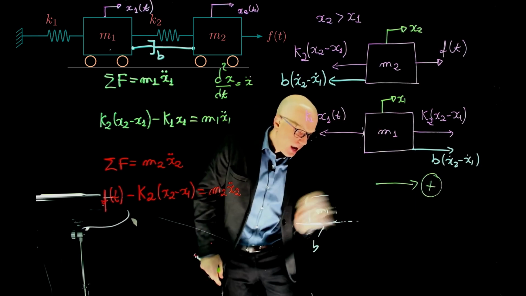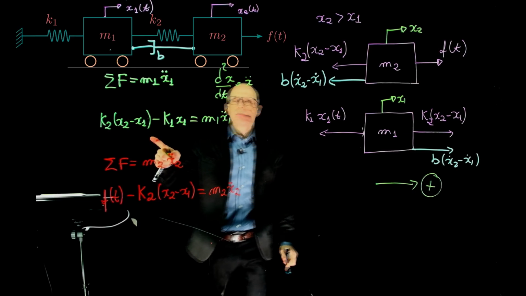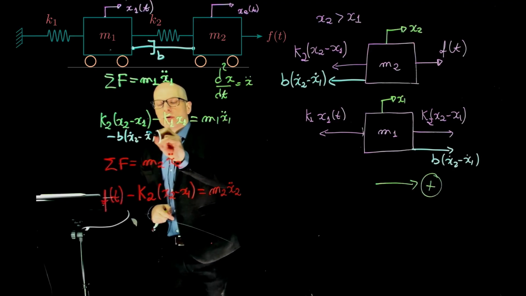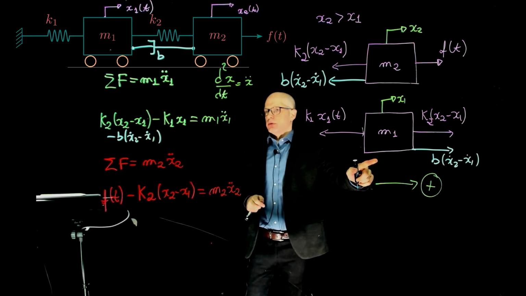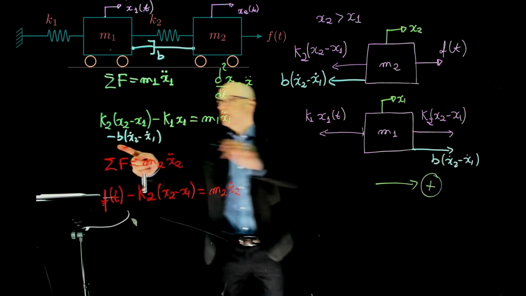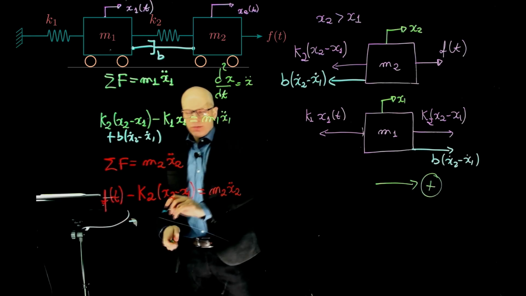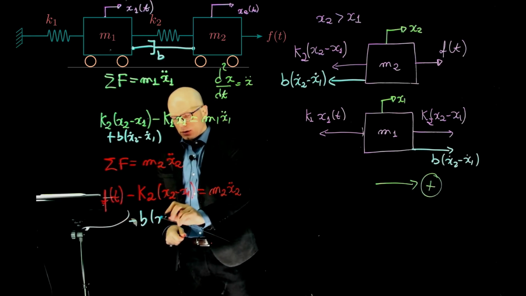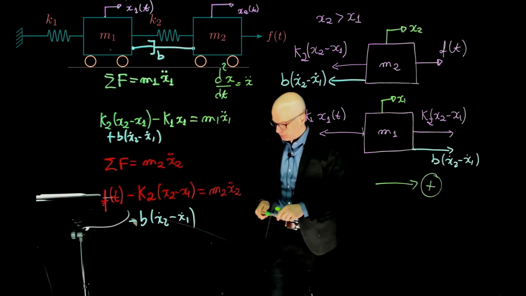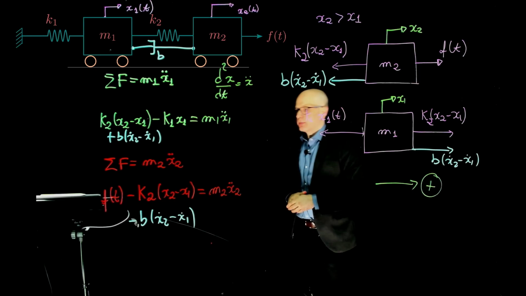Okay, so by adding that, of course, we need to include these forces in the calculations here. So for mass m1, it would be a positive force. Did I do it backwards? Yeah, so for mass m1 this is positive, so plus b (x2 dot minus x1 dot). And for mass m2, this is negative, so minus b (x2 dot minus x1 dot), in case we had this damper there. All right.